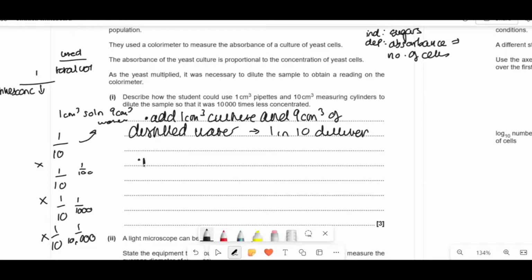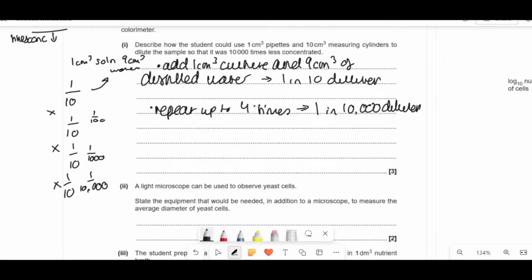So repeat up to 4 times, and then you've got a 1 in 10,000 dilution, and each time you should describe each step. So 1 in 10 to 1 in 100 to 1 in 1,000 to 1 in 10,000. Also, as well as that, it says describe how the student should do this, so we should also talk about experimental techniques too.